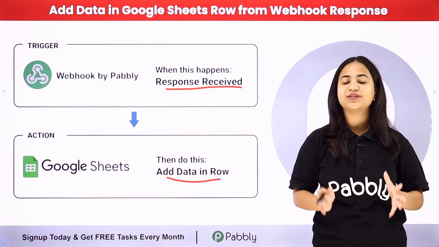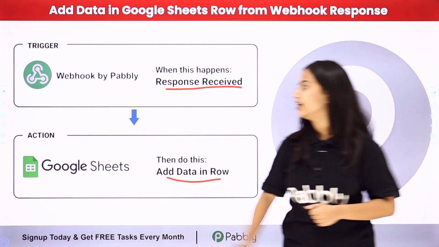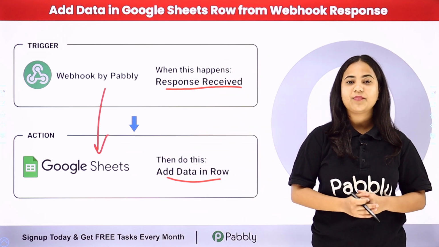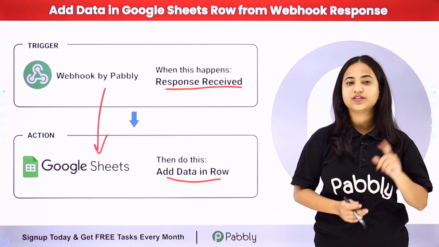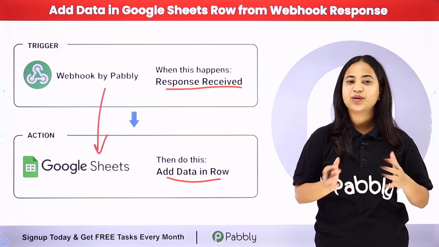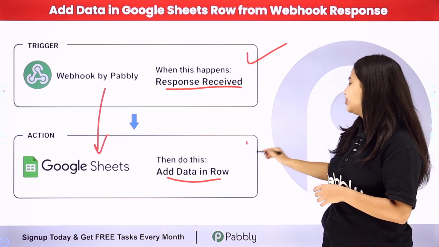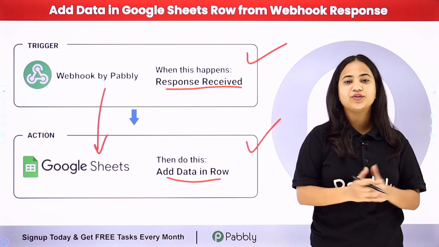And for that, I'm simply going to create a connection between Webhook by Pabbly and Google Sheets with the help of Pabbly Connect. Pabbly Connect works on two principles. First is trigger and second is action. Here my trigger application is Webhook by Pabbly and my action application is Google Sheets. To learn how to do this, let me take you to my screen.